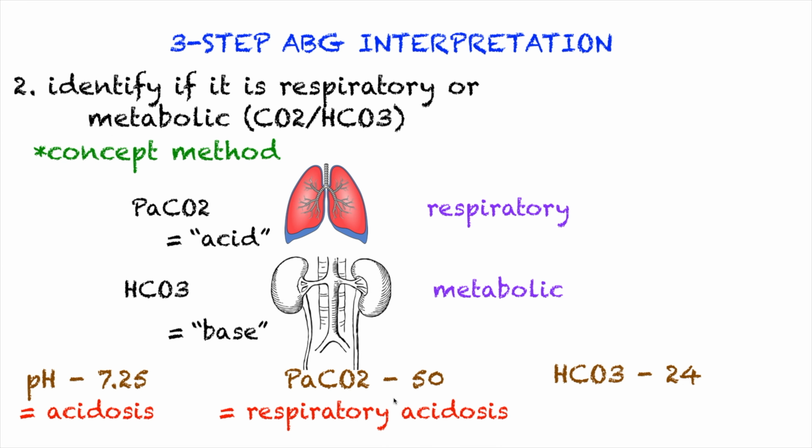And just by simply looking at the PaCO2, 50, that means you went beyond 45. If you have more CO2, your blood is more acidic. So respiratory acidosis makes sense here. And of course, your bicarbonate, it's normal.